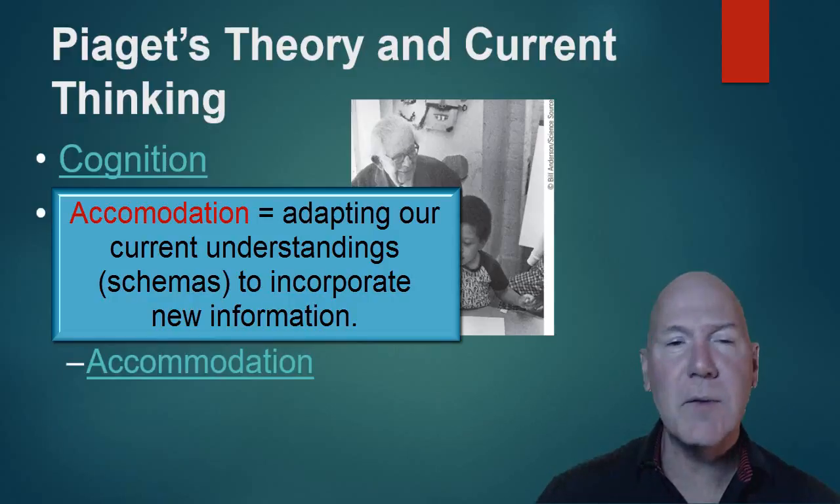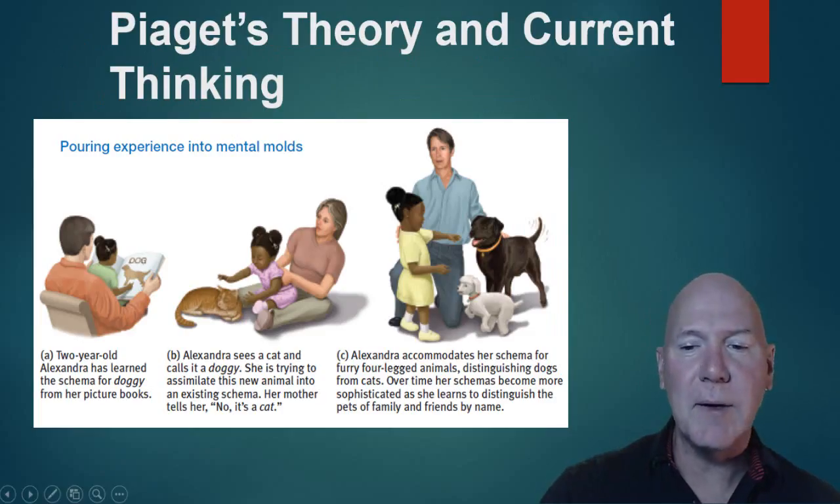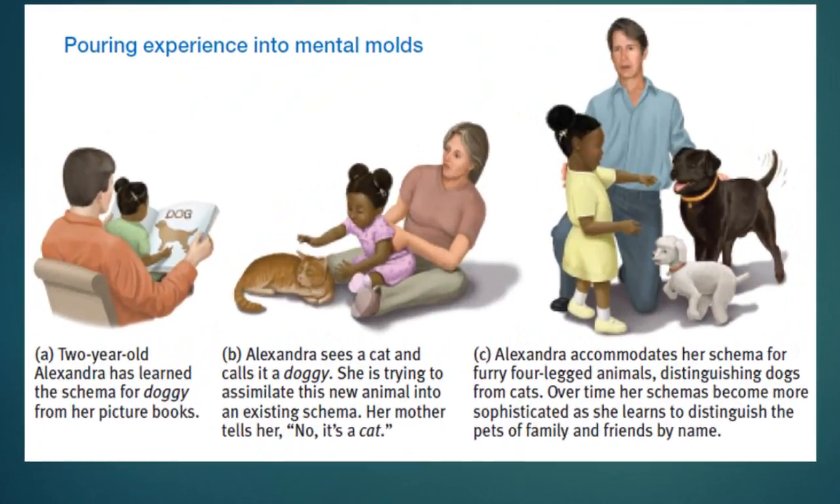I'll give you an example right here. This little person is reading a book and there's a dog in it, so she learns that this is doggy. She develops a concept or schema of doggy, which is a small animal with fur and 4 legs and a tail and so on. Then she encounters this little cat, and of course she calls it a doggy because she assimilates that cat into her schema of doggy. And of course she gets corrected, and now she changes her schema and accommodates it so that with these furry 4-legged animals, she can distinguish between the dogs and the cats.